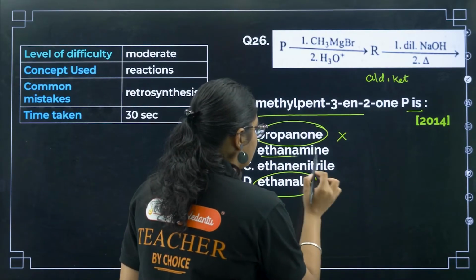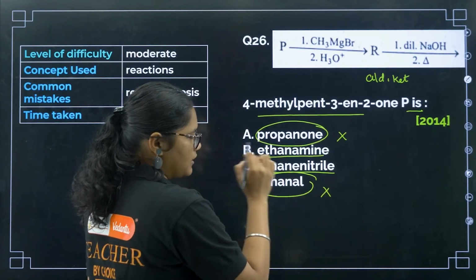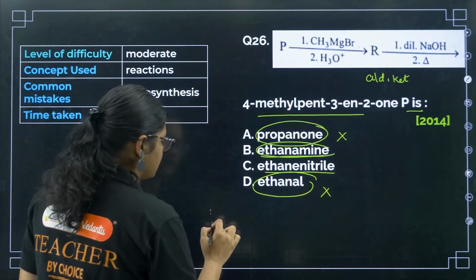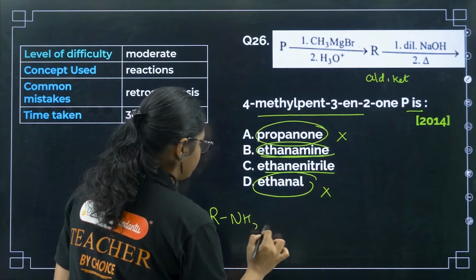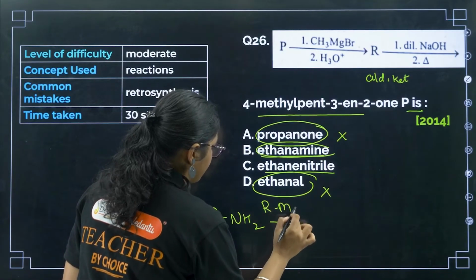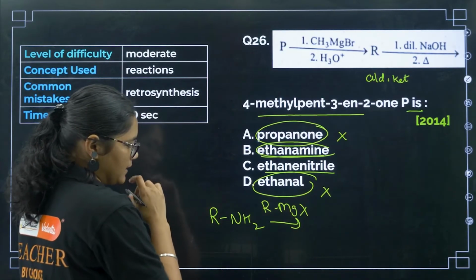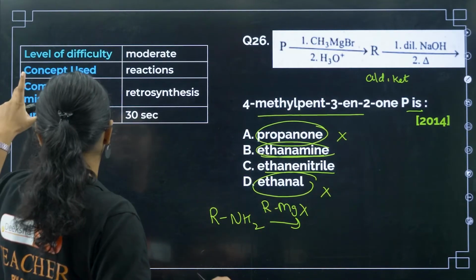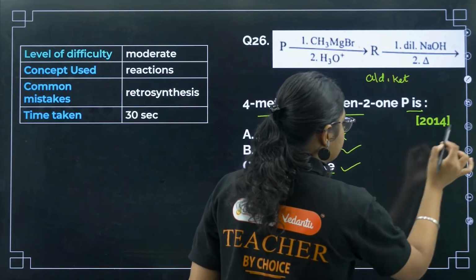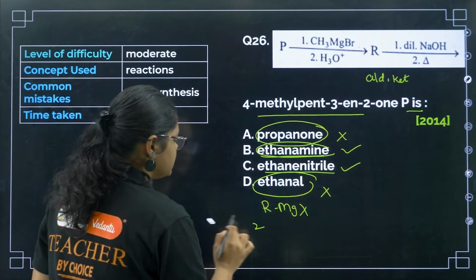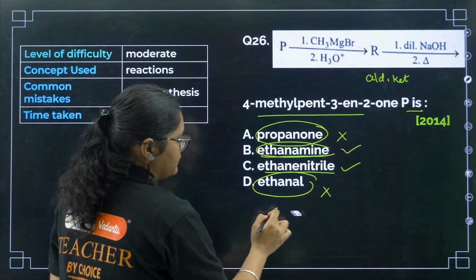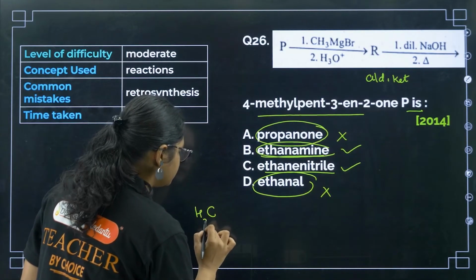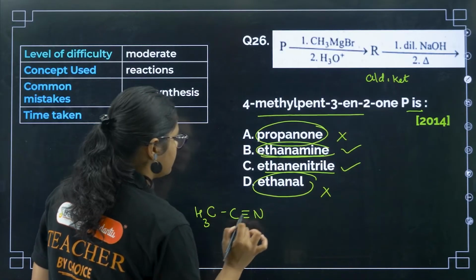Now, amine and nitrile are there. We do not have any reaction of amine with Grignard reagent. Do we have any reaction like RNH2 and RMgX? This reaction we haven't studied, it is not there. But we can have something with these two, so let us try with these two. First let us try with ethane nitrile, CH3 C triple bond N.